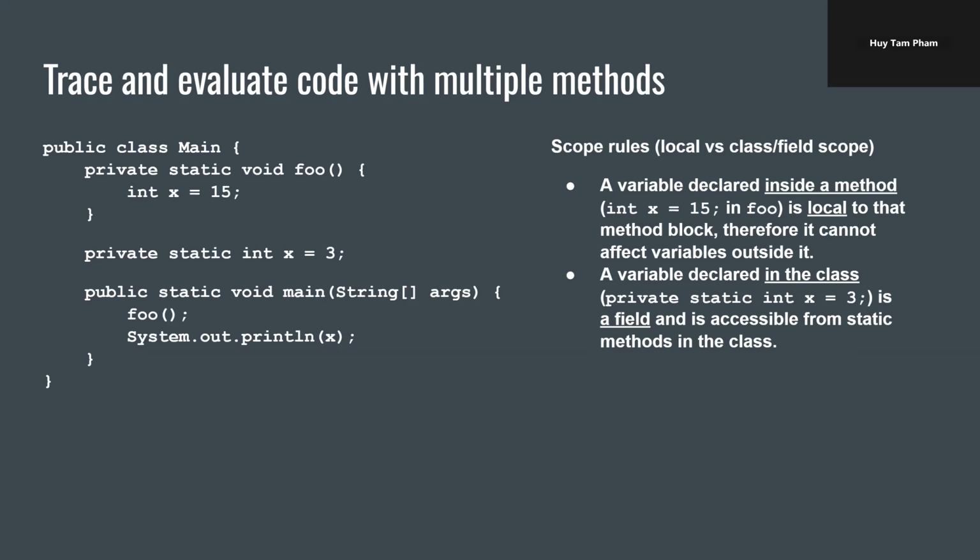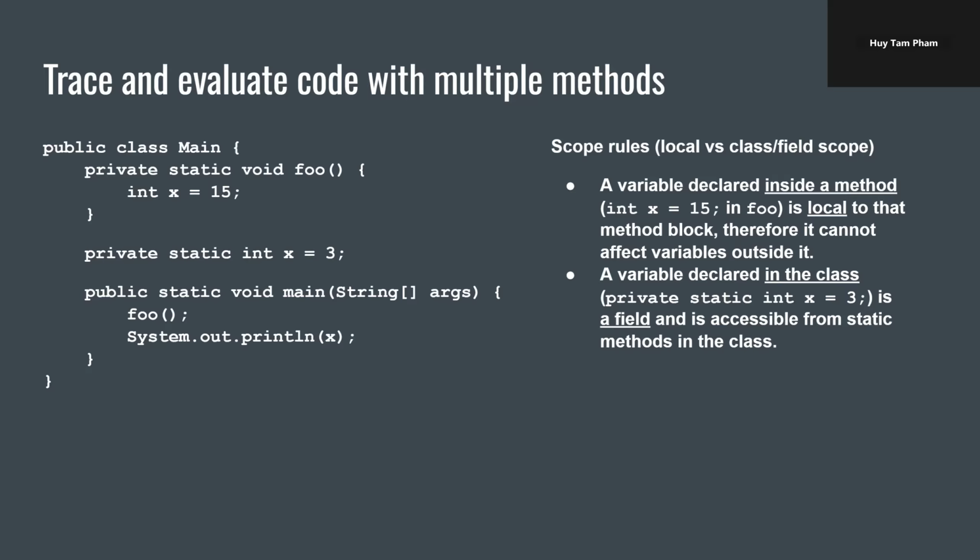So let's have a look here. The main method is always the one that is executed first. It calls foo. x = 15 is inside the foo method, but then the print statement wants to use x.